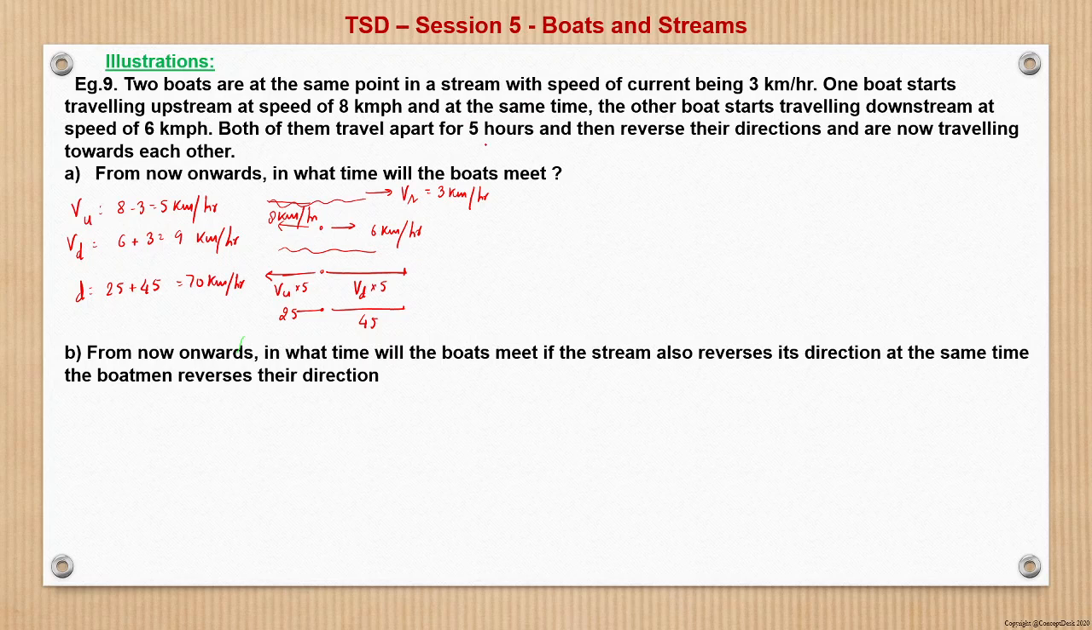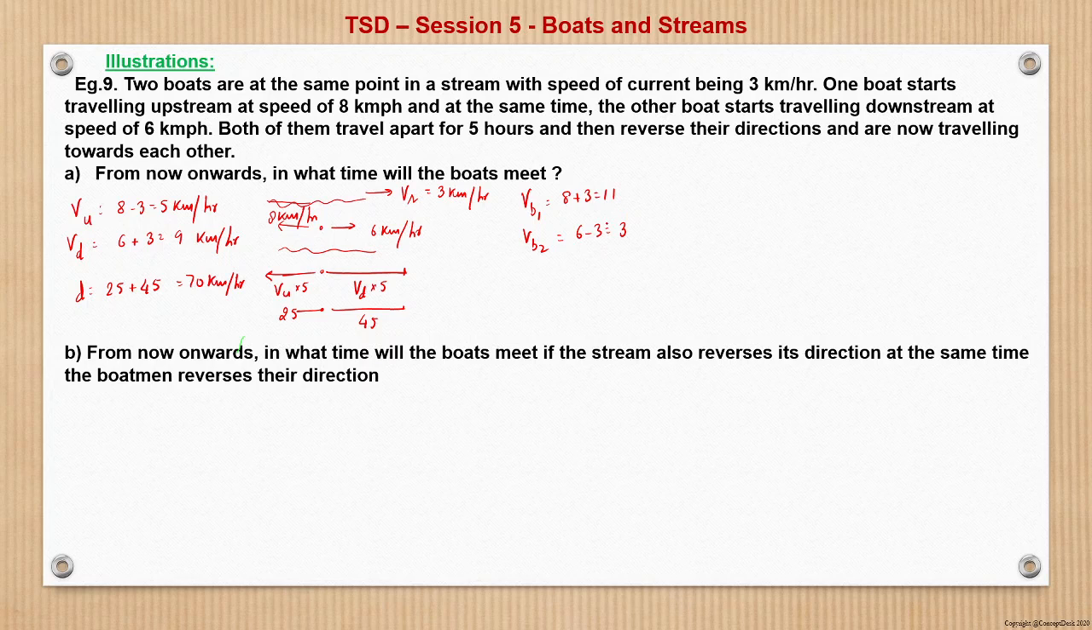Now both of them, after traveling for 5 hours, reverse their direction, right? So when they are 70 kilometers apart, they reverse the direction. The speed of B1 will be what? Now it will be moving downstream, so that becomes 8 plus 3, which is 11. And the speed of boat 2, which was earlier moving downstream, will now move upstream, which will be 6 minus 3, which is 3 km per hour.